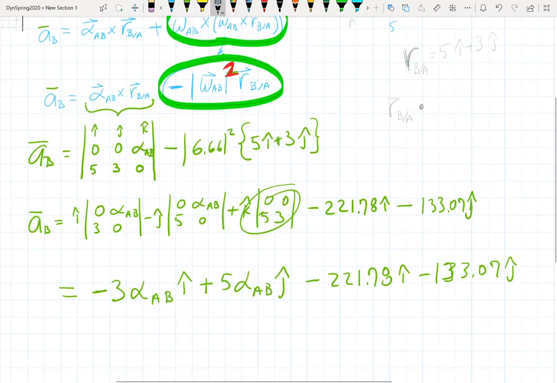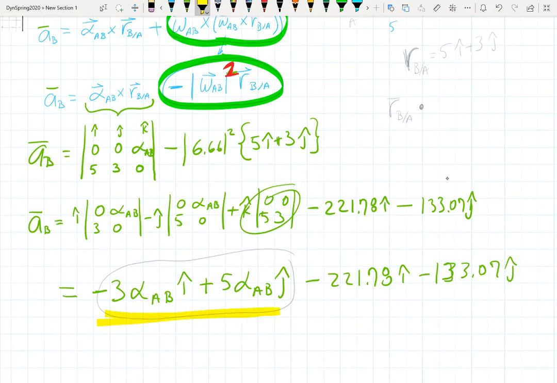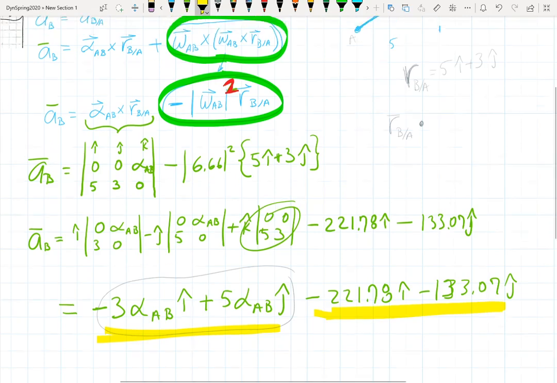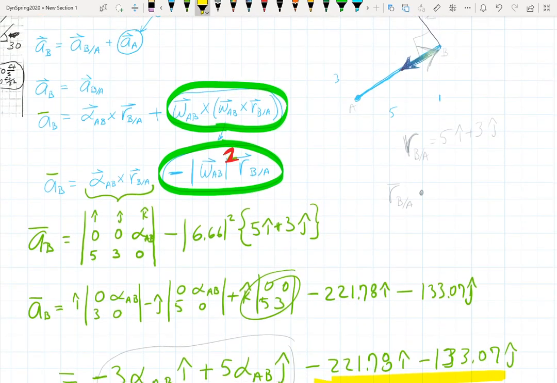this portion right here. Okay, let's think about this. This is the tangential component. This is the normal component. Why? Well, they're separated here. This is the tangential. These two in green here, these are the normal.